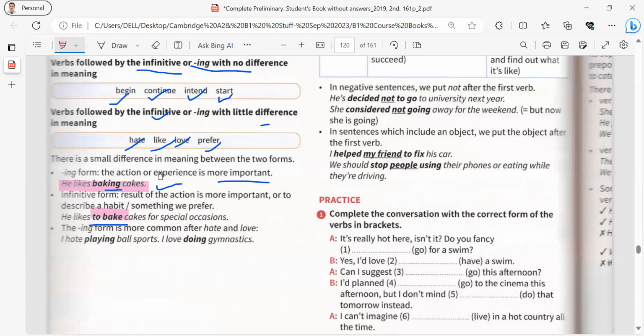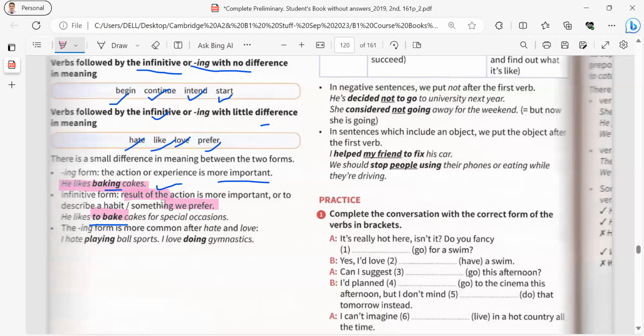Baking cakes. Yes, exactly. But number two, the second example, he likes to bake cakes for special occasions. Means what? He is interested in the result, not the action itself, or to describe a habit or something we prefer. For example, I like to play football.